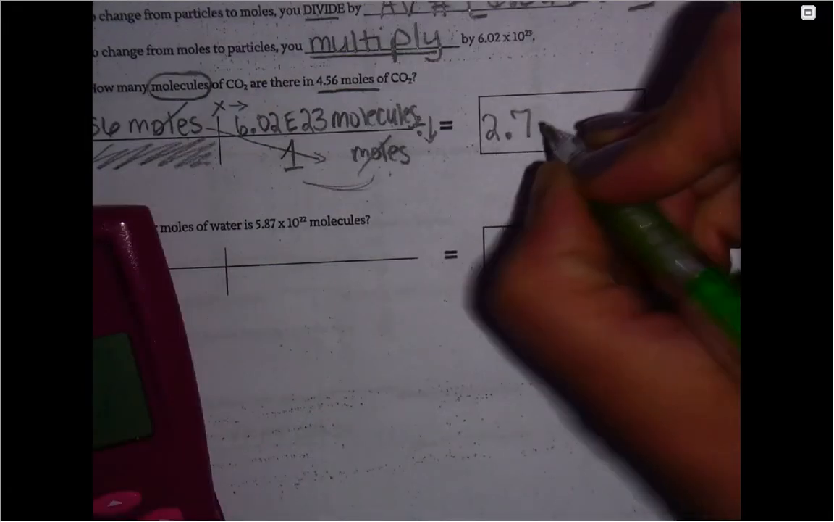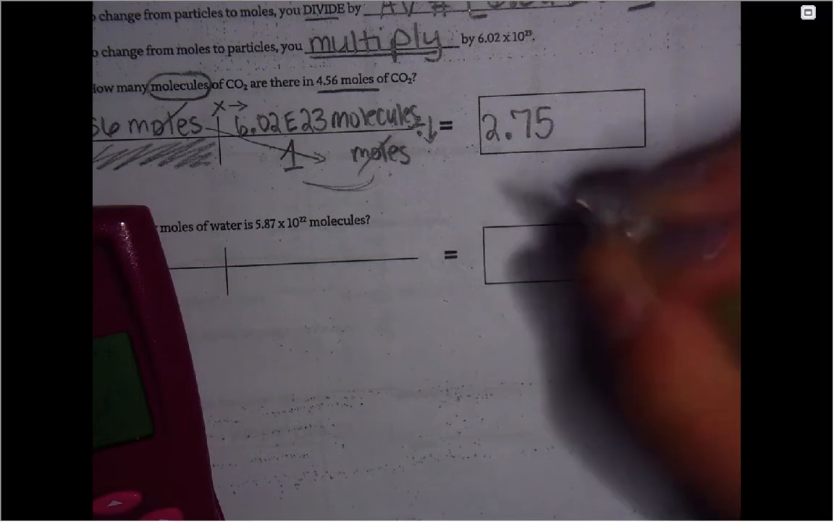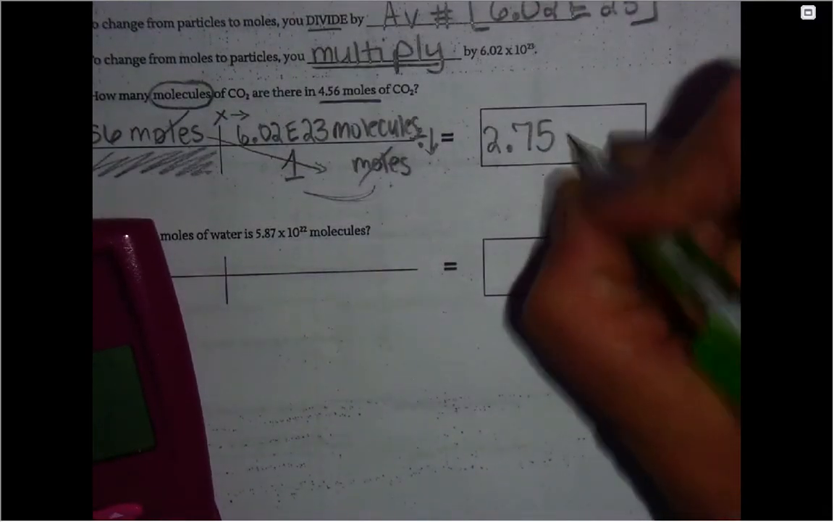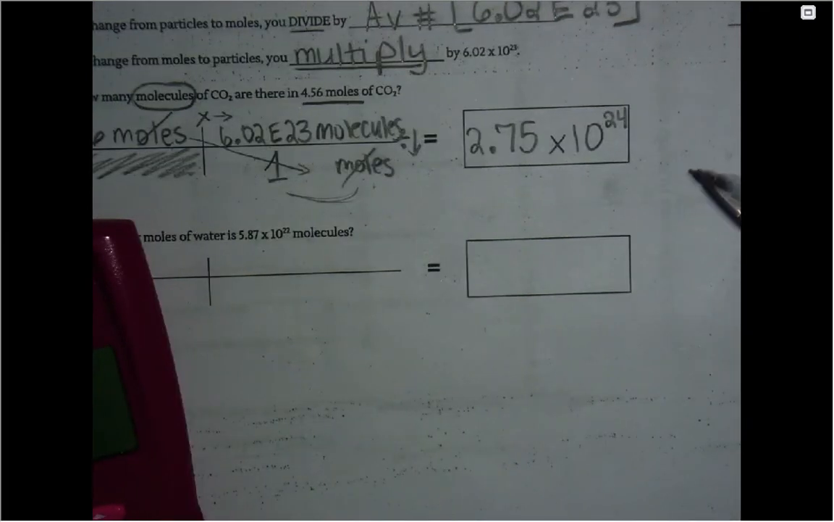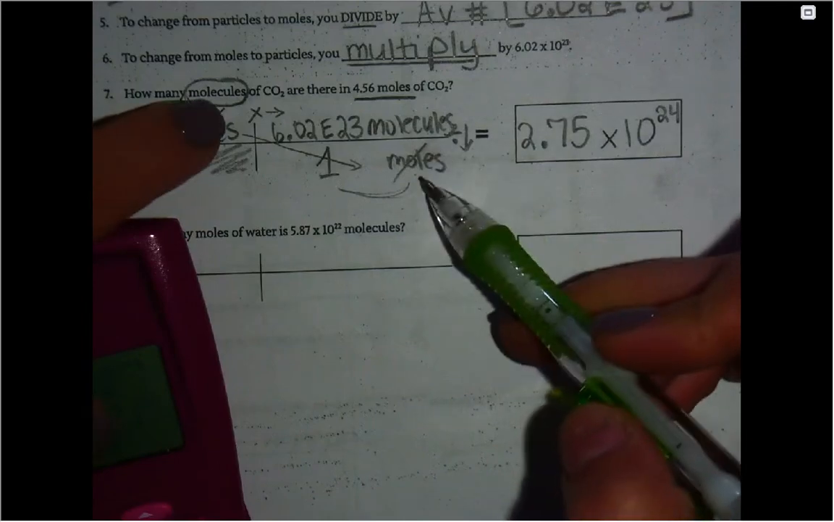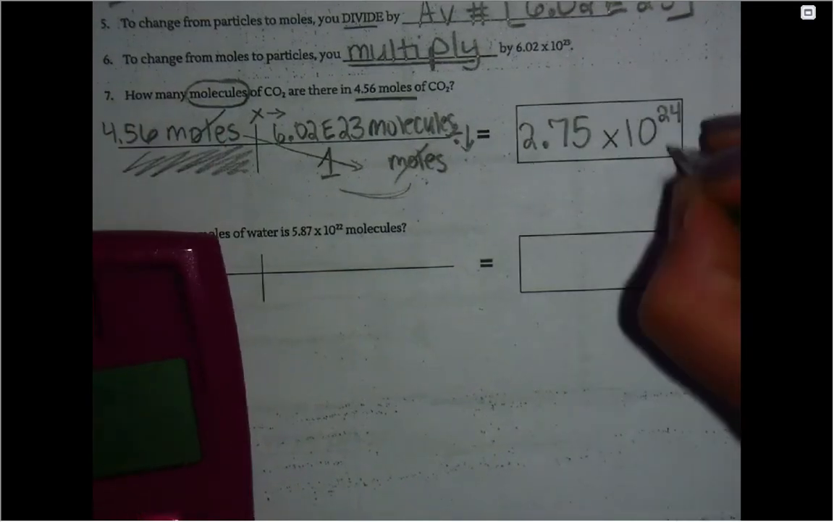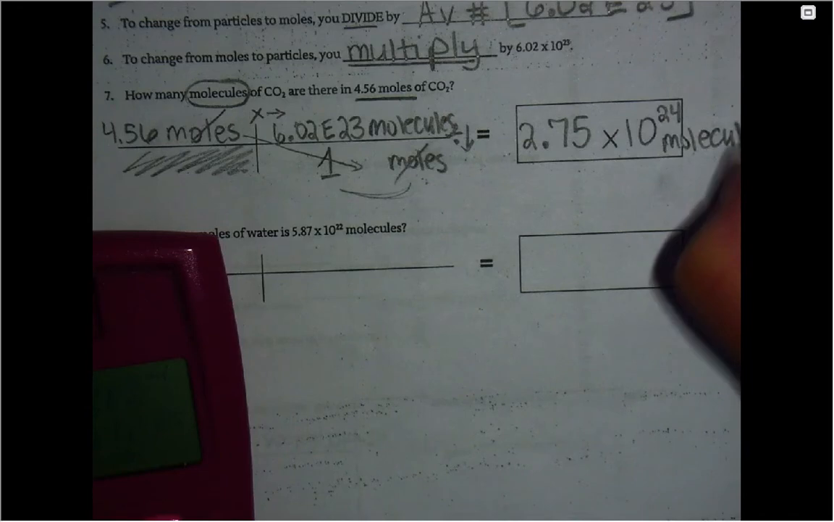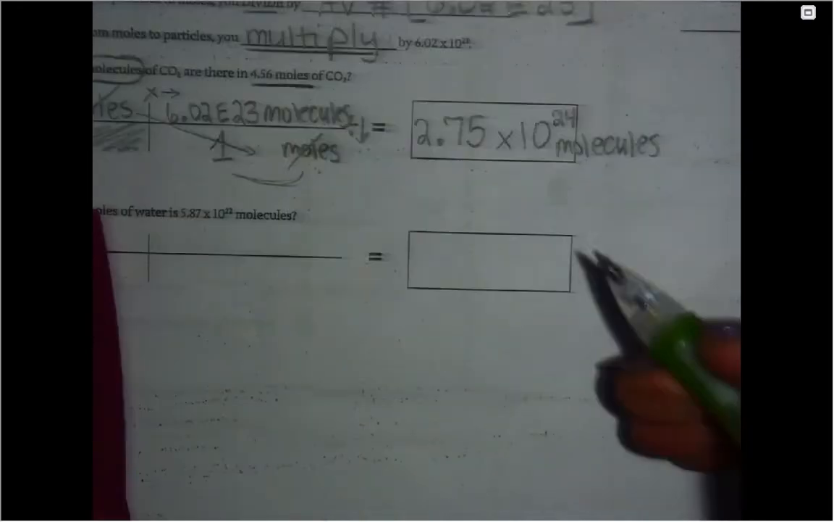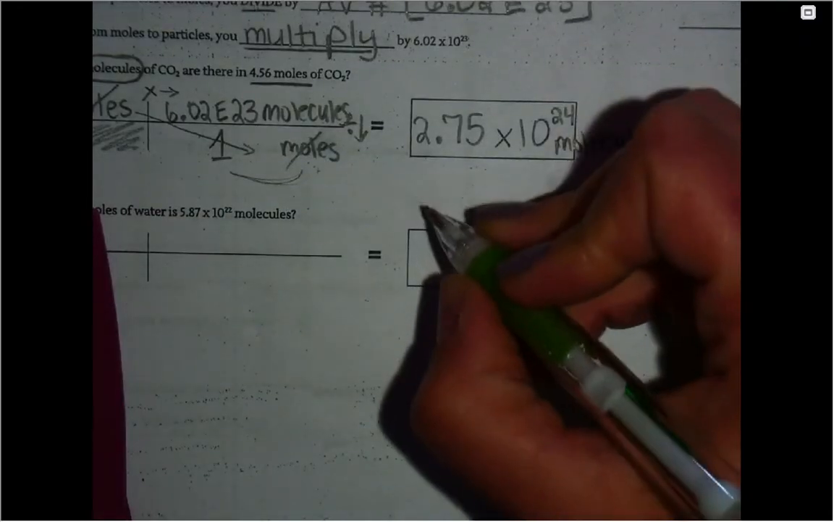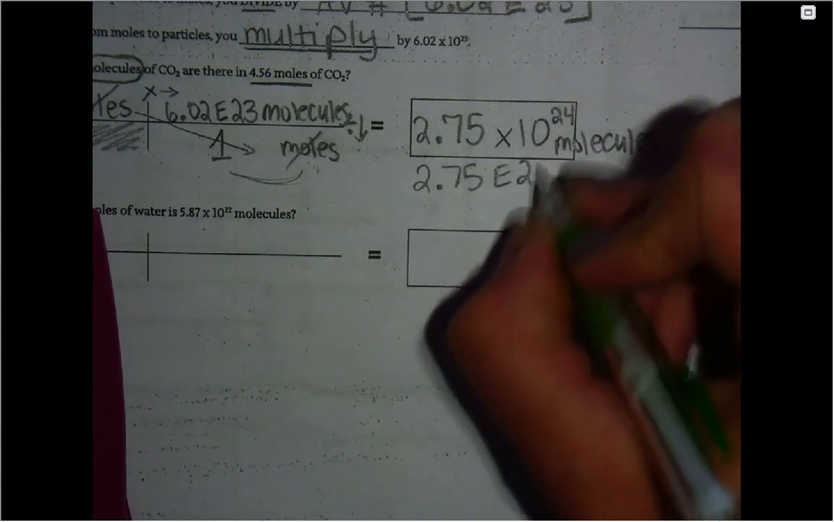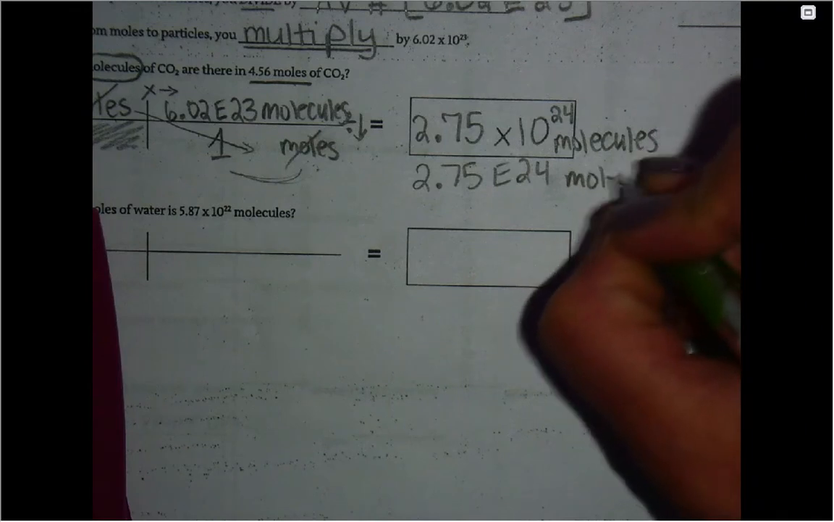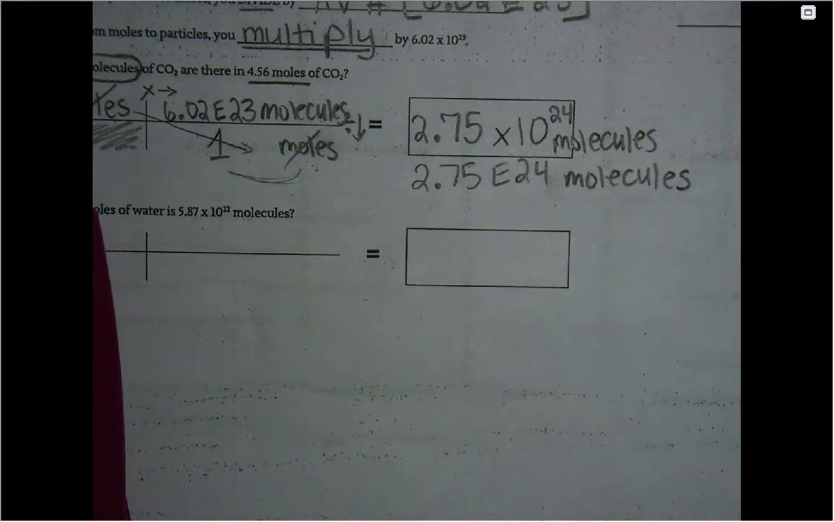2.7, I'm going to round up to 2.75 to go to the second decimal place. And then you're going to say times 10 to the 24. And what's the word that we're going to put after it? Because moles got canceled, so moles doesn't exist anymore. Molecules, yeah. Good. Just so you know, you can write your answer in our calculator version, which is 2.75 E24 molecules. I have no problem with that. In my opinion, that's easier. Okay?